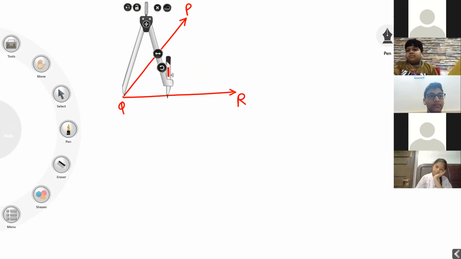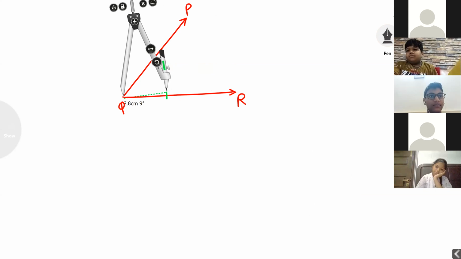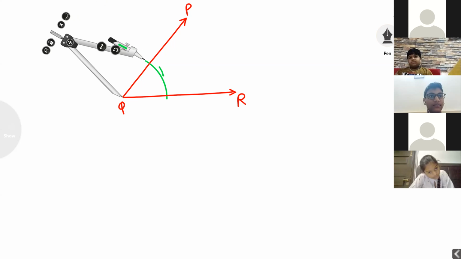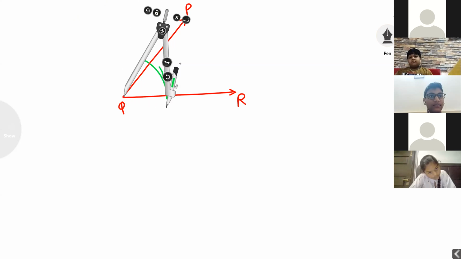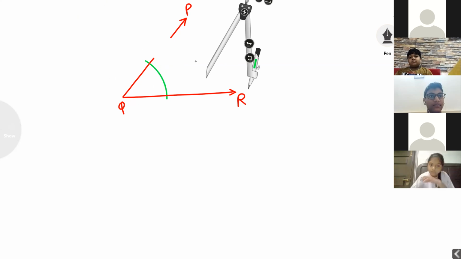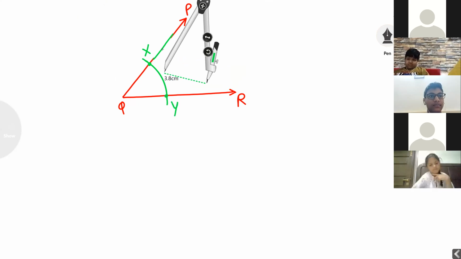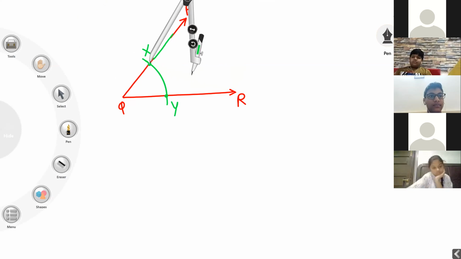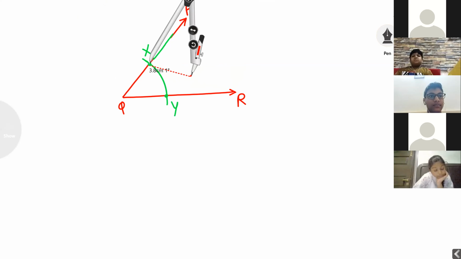Now I am drawing one arc. Again, this arc I will not change, students. Got it? Again, suppose this point name is X and this point name is Y. Again, I want to keep my metal point at point X. Again, I want to cut one arc. We will not change this arc. Keep in mind this concept.